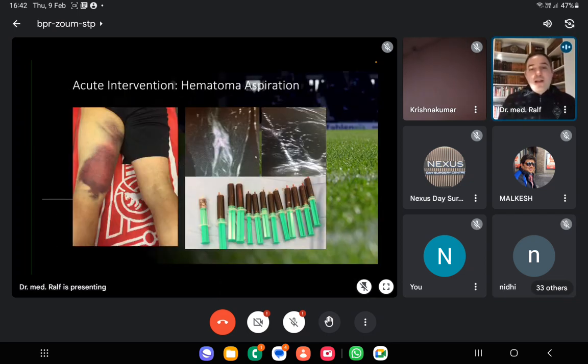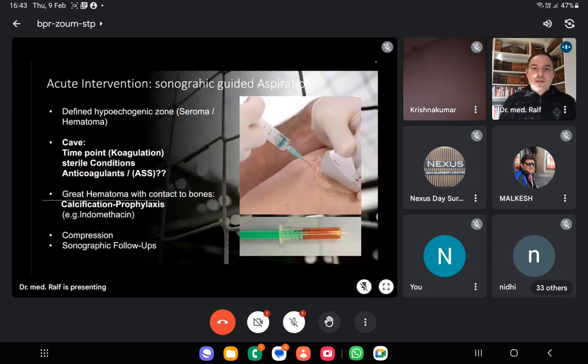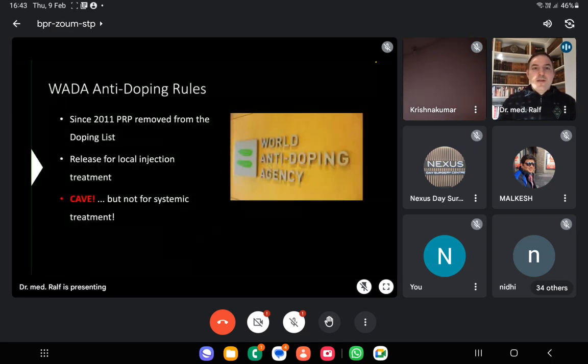And the ultrasound also allows us to do other interventions like a hematoma aspiration that we often have to do before we can use the PRP. So if there's lots of blood already around in the structured area, then you have to get it out. And you will find it more easily if you use a sonographic guided aspiration. You will find the hypoechogenic zones. You can put in the needle, you can aspirate. You have to be careful because of anticoagulation, you have to have very sterile conditions, and you have to use the right time point for that.